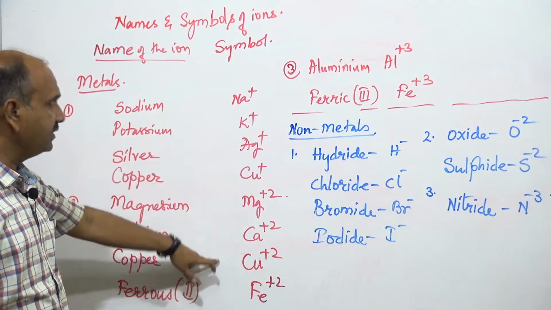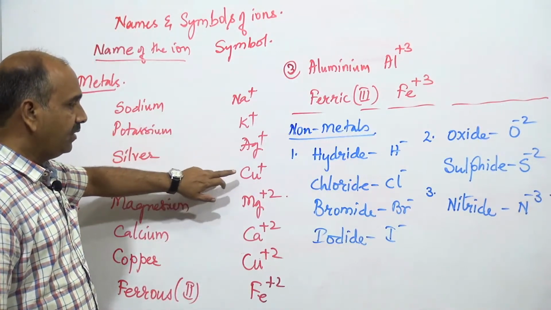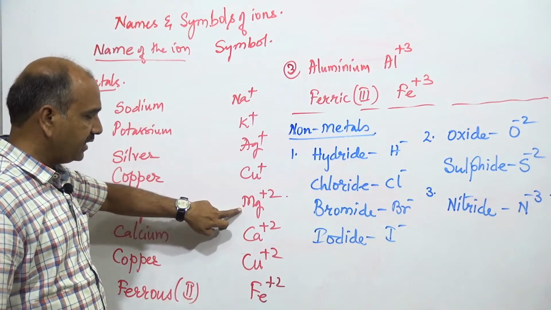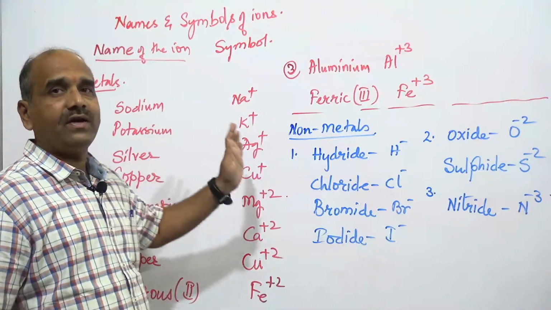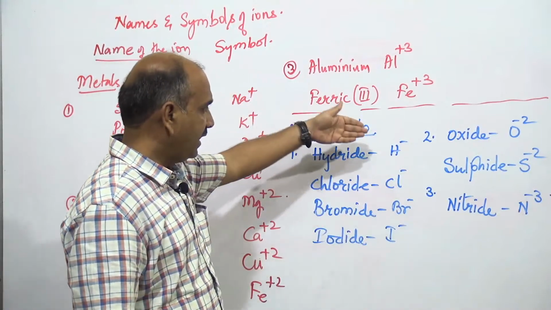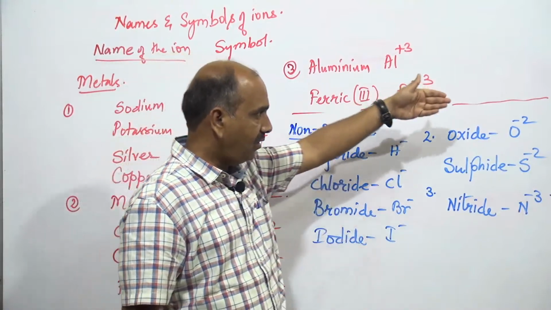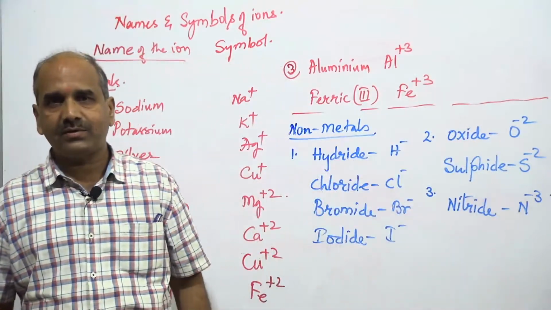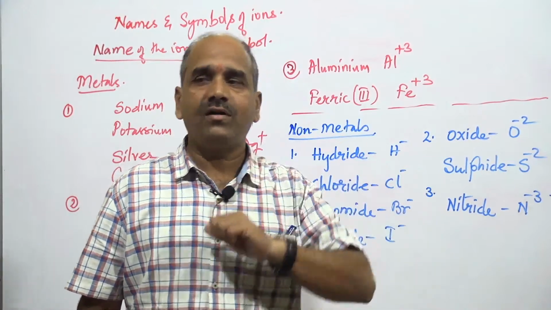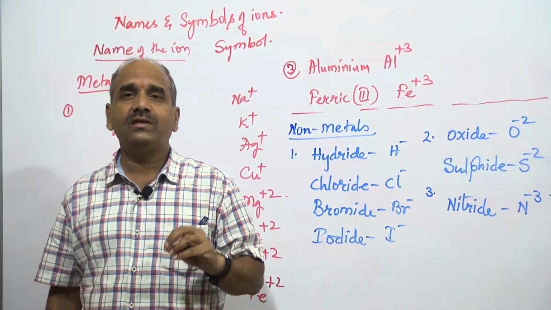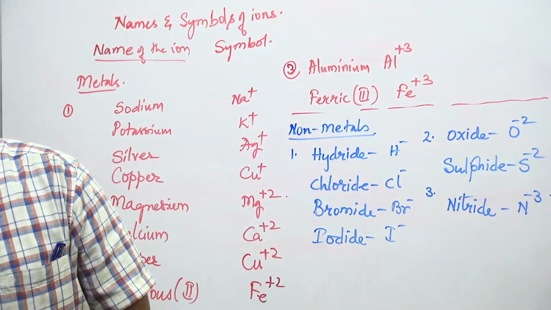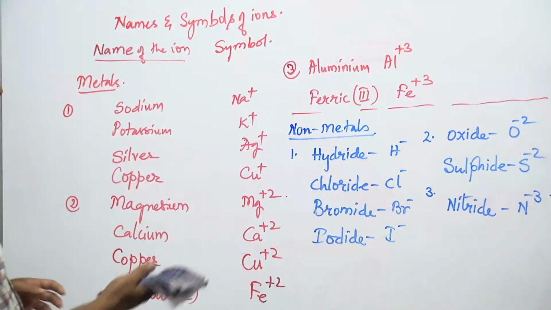So in all these what you have seen, there is only one single atom. Here also in the metals you can see sodium, potassium, silver, magnesium, calcium, copper, iron. So everywhere there is only one single atom present. Even in the non-metals also, hydride, chloride, bromide, iodide, oxide, sulfide, nitride, only one single atom is present. But there are also ions with a number of different atoms. Those we call polyatomic ions. So in the polyatomic ions again, you have 2 sets or 3 sets. Let's see.